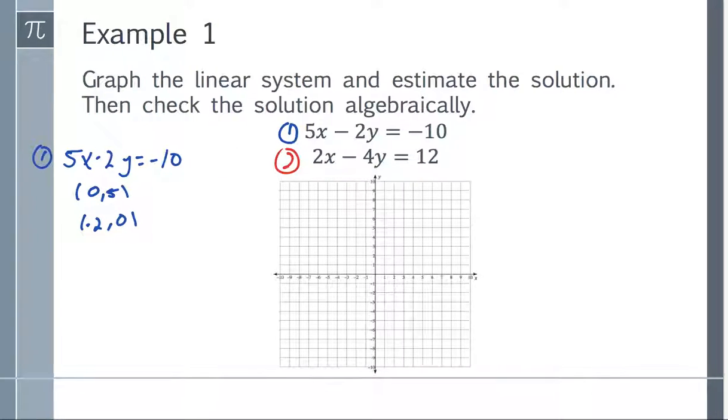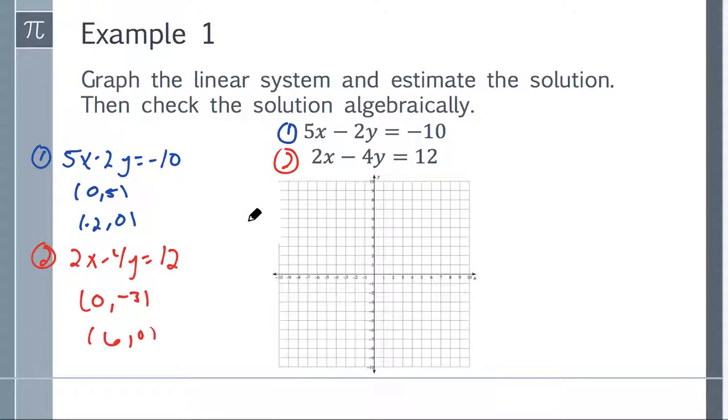I'm going to do the same process here for the second equation. So equation number 2, we have 2x minus 4y equals 12. Again, let's try the intercept method. So if I let x equal 0 and I solve for y, I get negative 3. And then when I let y be 0 and I solve for x, I get 6.